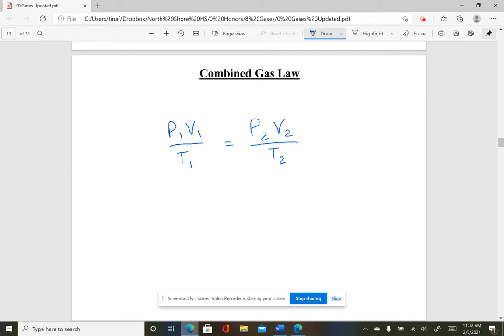So if we know the original conditions of the gas and then we make a change, like let's say we change pressure, then we can calculate what the new volume is going to be, or we can calculate what the new temperature is going to be. So instead of just saying, oh, well, if volume went down, the pressure is going to go up, we can actually say, okay, well, if the volume went down by this much, what exactly is my new pressure going to be?